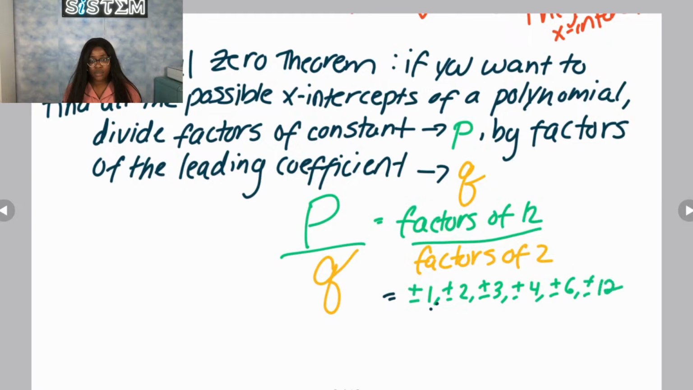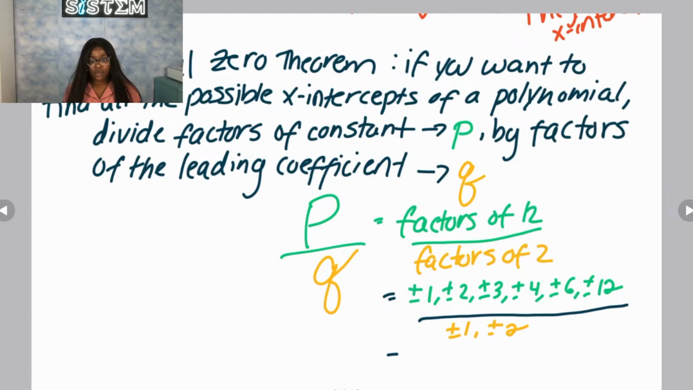And then you're going to divide them by the factors of 2. And the factors of 2 should be just plus or minus 1 and plus or minus 2. When I say plus or minus, it means just the negative version and the positive version. I'm not gonna make you think too hard. You're gonna divide all of them. So plus or minus 1 divided by plus or minus 1, you'll get 1, and so on and so forth.